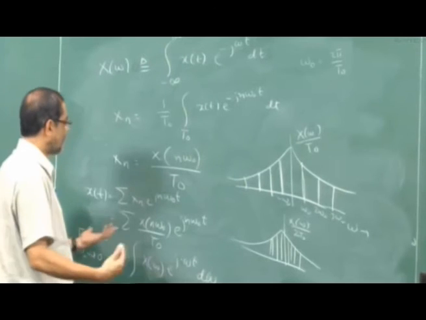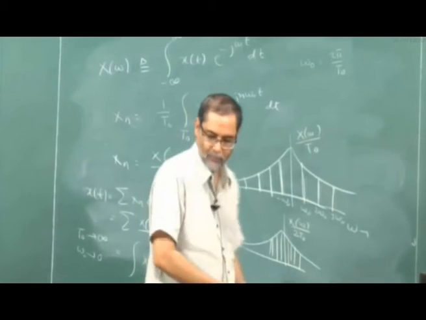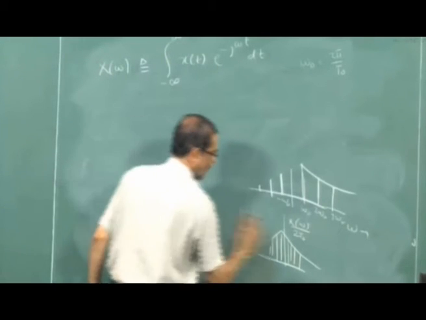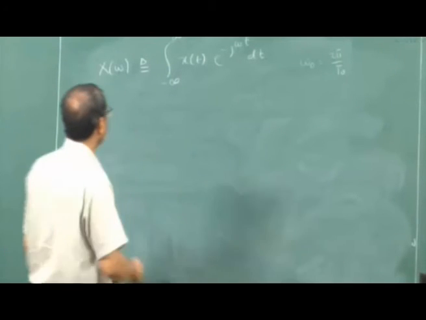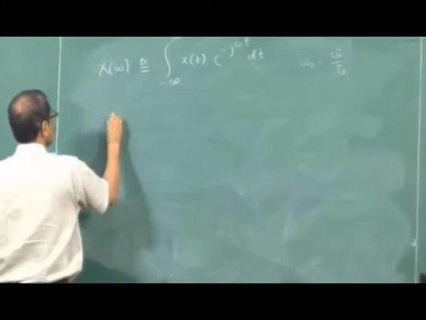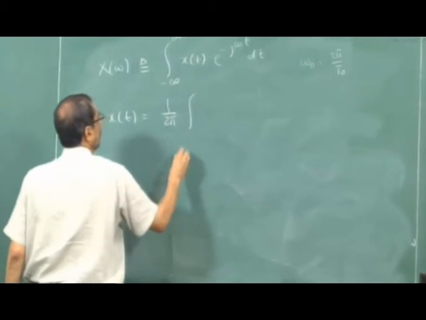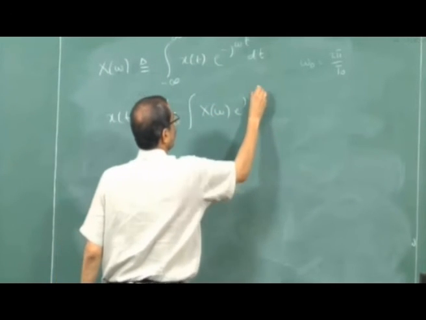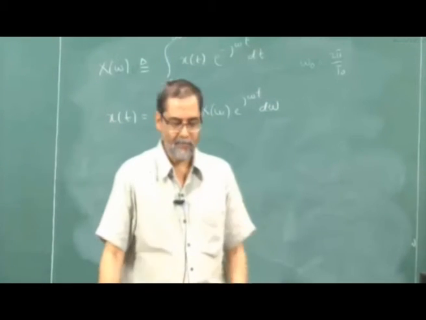So that is the relationship now between x of t and x of omega. So I have a pair of relationship. I'm in a hurry, so I'll come back and do this again next week. I didn't quite explain how the 2 pi comes in. So I have x of t as 1 by 2 pi x of omega e raised to j omega t d omega. Okay. I'll come back and talk about this next time.